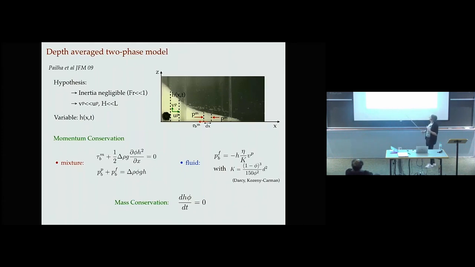The variable in a depth-averaged two-phase model is the thickness of the granular media with time and position. So we use the momentum conservation for the mixture. It just corresponds to the fact that the basal shear stress equilibrates the gradient of the pressure, which is due to the gradient of the thickness. And then the total pressure corresponds to the weight of the particles. And then for the fluid, the basal pressure corresponds to the Darcy flow, in fact. So we have all the ingredients to solve that together with the mass conservation, written in the Lagrangian form.